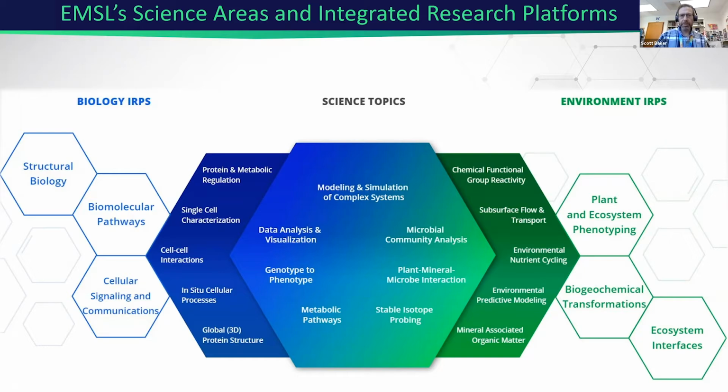For our environmental IRPs, we're interested in plant interaction with the ecosystem and phenotyping of plants and how those plants respond to their environment, biochemical transformations, and then ecosystem interfaces. And then within all of these IRPs, we also have an integrated research platform that's in the computing area. So again, we're interested in all these different types of science, and this is actually an interactive map that you can find on our website.